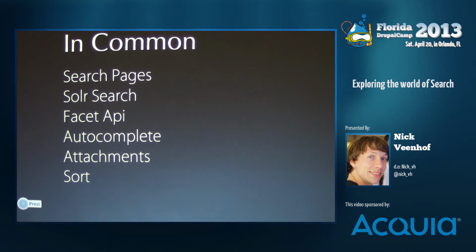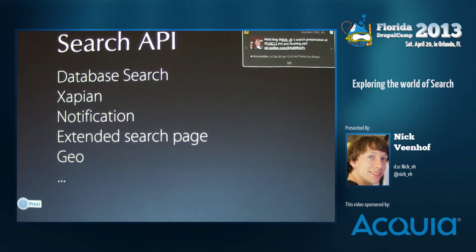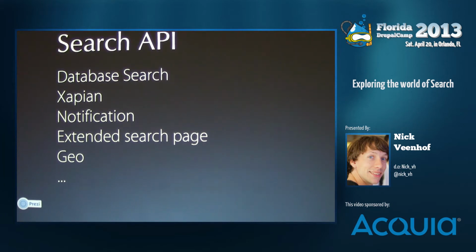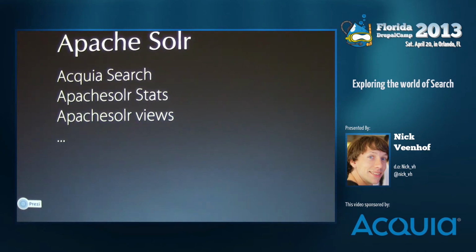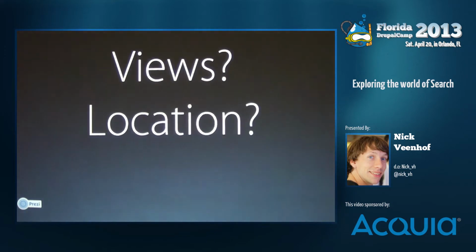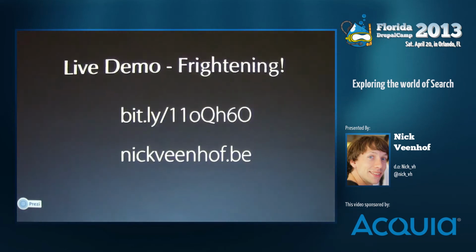autocomplete, attachments. Okay. Search API has some extra things. As I mentioned, there's the database search, which could be useful if you have a small site. There's some other things, geo as well. And then Apache Solr, it's the main one we support in Acquia. There's also statistics, there's also Apache Solr views. So I'm going to skip this as well.